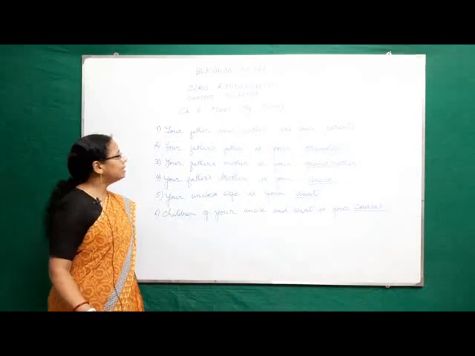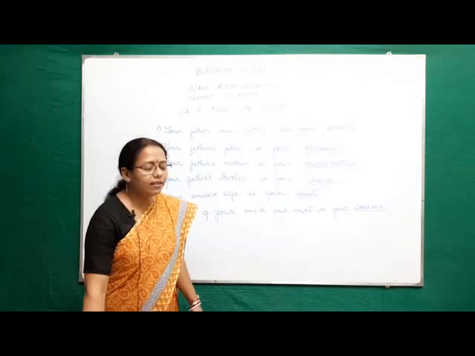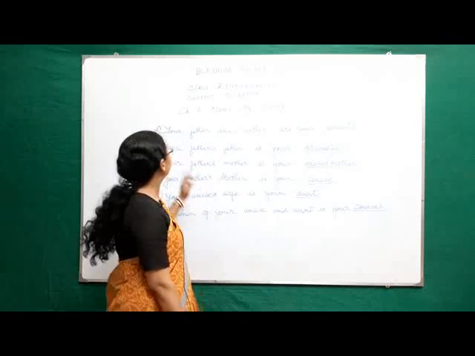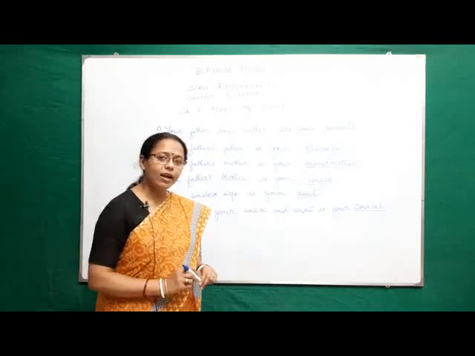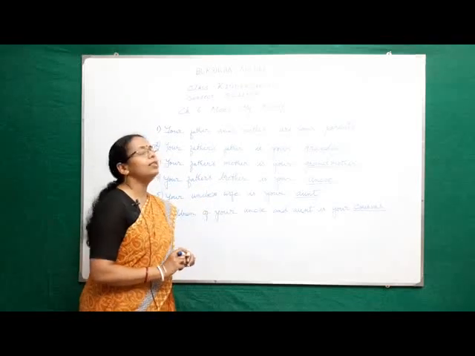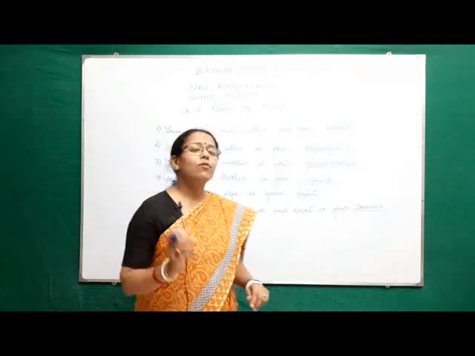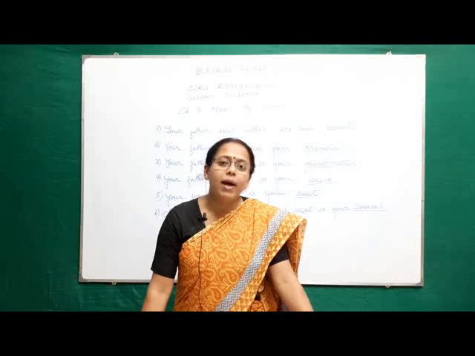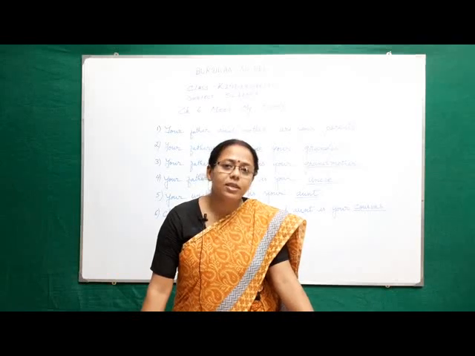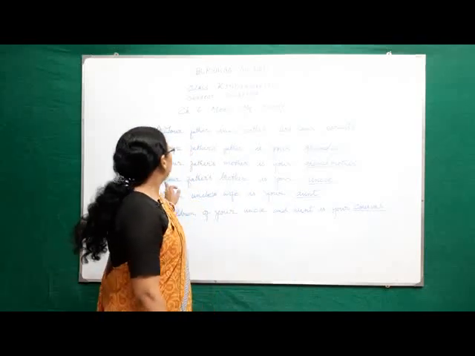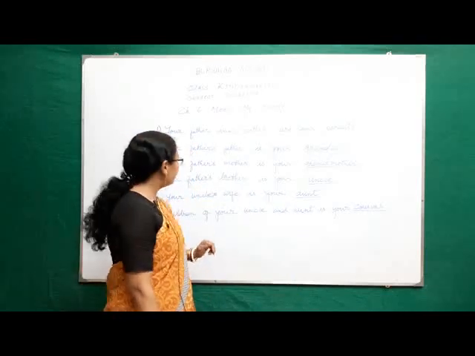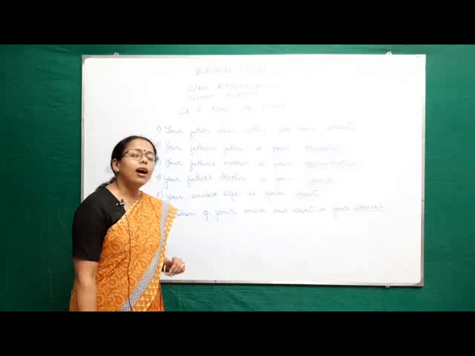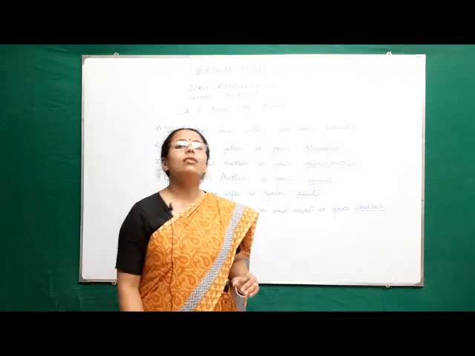So these are some of the relationships in your family. Your father and mother are your parents. Your father's father is your grandfather. Your father's mother is your grandmother. And what about your mother's father? He is also your grandfather, that is maternal grandfather. And your mother's mother, maternal grandmother. Your father's brother is your uncle. Your uncle's wife is your aunt. And your uncle and aunt's children are your cousins.